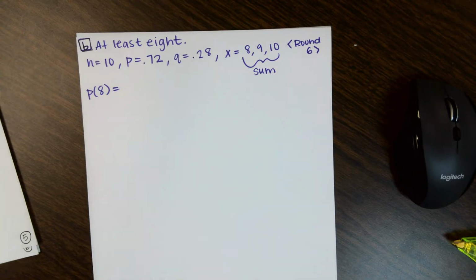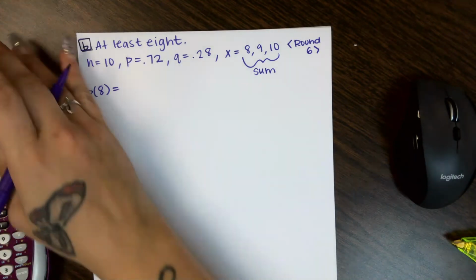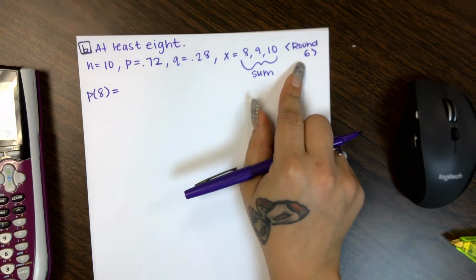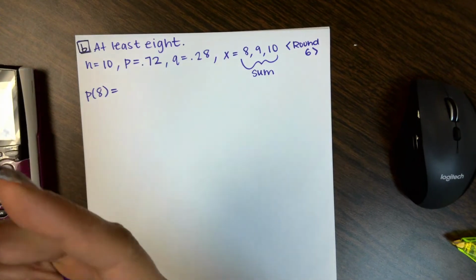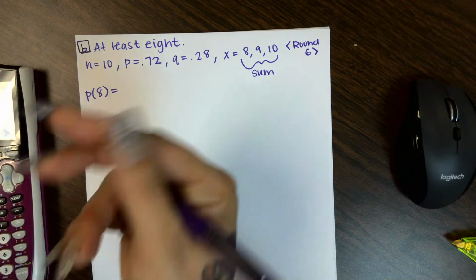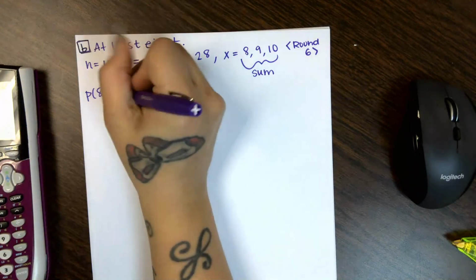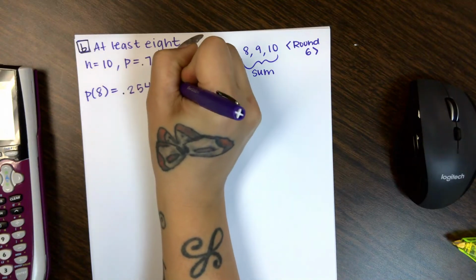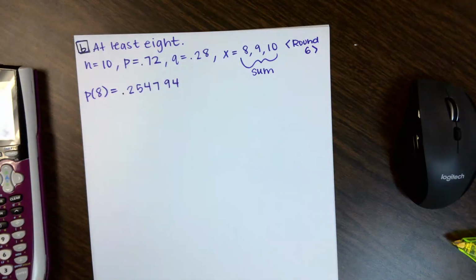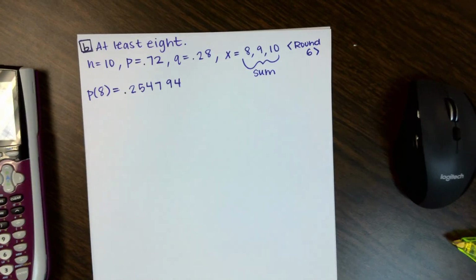And we just solved it, right? But the thing is, do you see how in this problem it tells me to round to 6 places? So I need to look at my calculator. I just solved for 8. This is like a shortcut. No reason to put it all into my calculator again. So I'm going to round this to 6 places. I have 1, 2, 3, 4, 5, 6. You should have 0.254794.